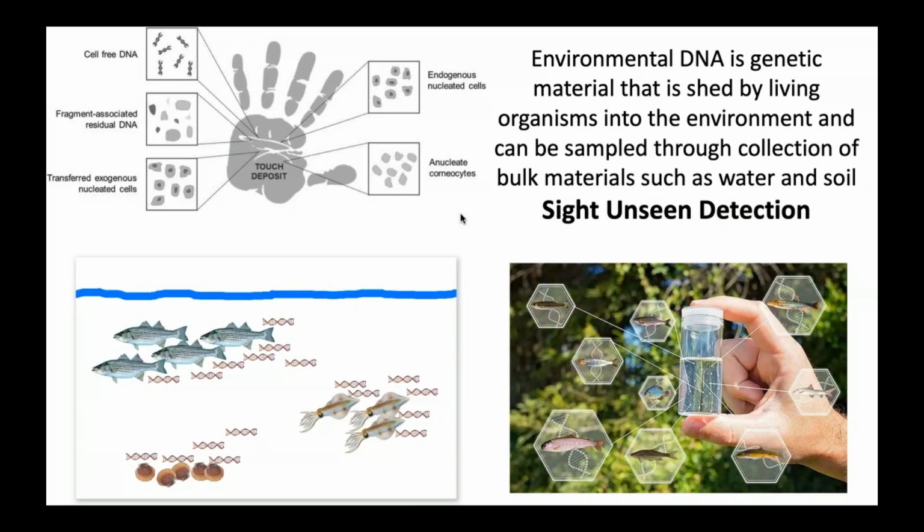So that brings us to environmental DNA. The definition of environmental DNA is it's genetic material that's shed by living organisms into the environment and can be sampled through the collection of, in most cases for environmental stuff, bulk samples such as water and soil. So environmental DNA basically allows us to detect the presence of any target species we're interested in, sight unseen. All it has to do is leave enough genetic material around, and we have to be able to collect and analyze that genetic material to be able to say, yeah, it was there.